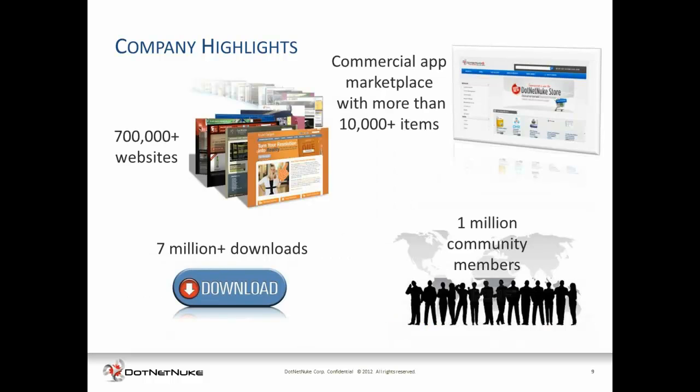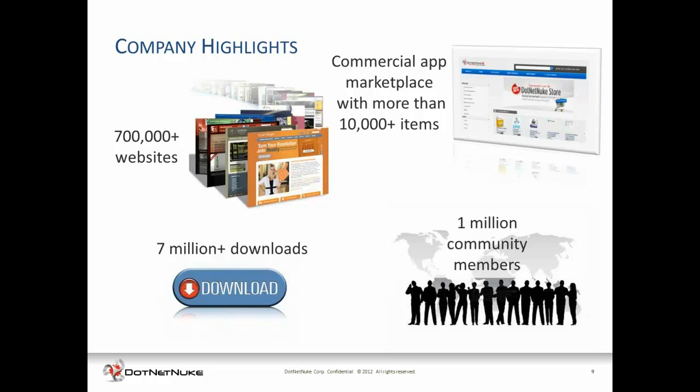Some highlights about the company real quick. 700,000 production websites that we know about. There are so many sites out there running on .NET that we simply don't always know that they are. And so these are just the ones we know about. We find new ones every day. We have over 7 million downloads since the product was first released 10 years ago. And there is a community of over 1 million members out there. 1 million people out there worldwide that use .NET in all kinds of different ways, whether it's designing or building applications or building modules or just using it. There's all kinds of people that are facing the same types of things that you are, and they are part of our community.